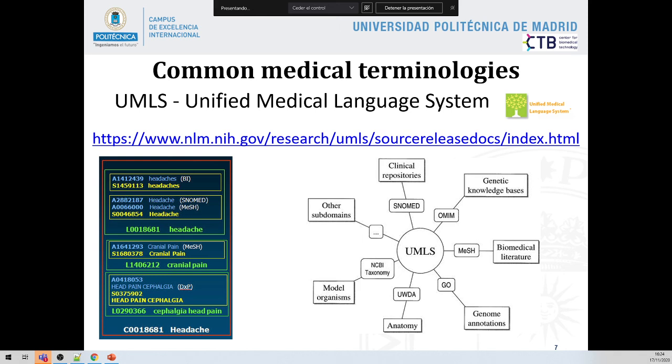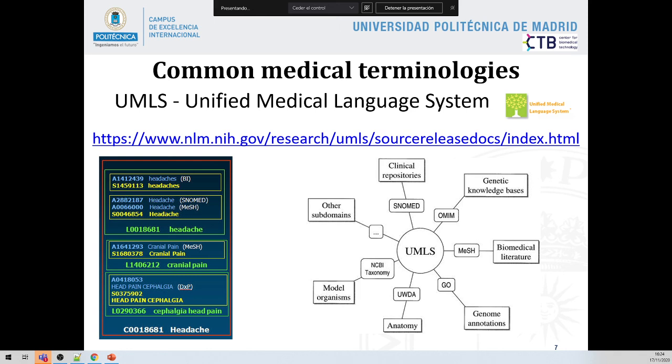MeSH and SNOMED and GO, all of that are part of UMLS. This is like a bigger one. The concepts in UMLS are represented by a code that maybe sounds familiar to you, called the CUI, the concept unique identifier.